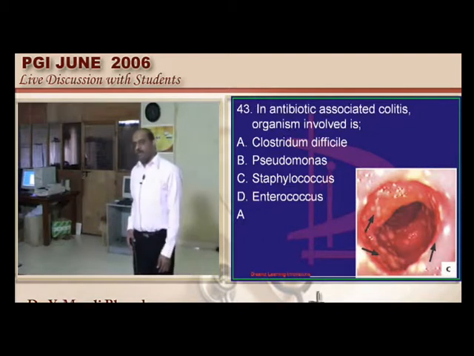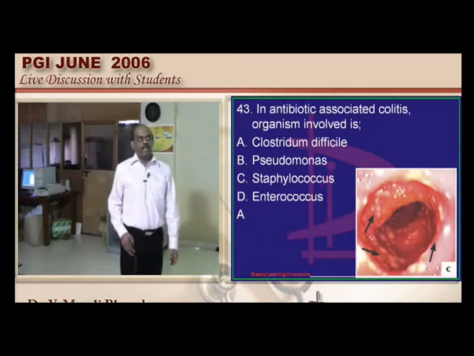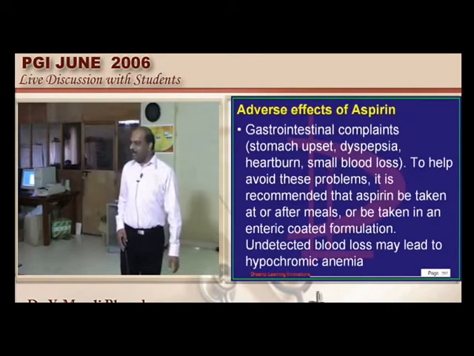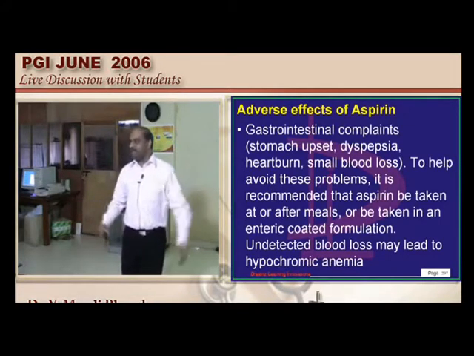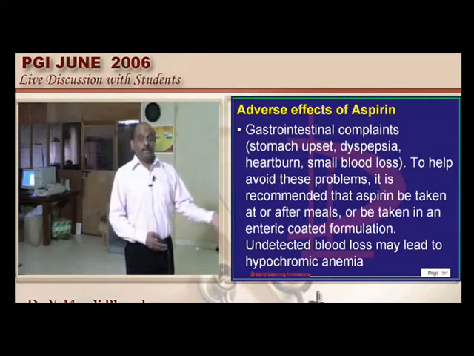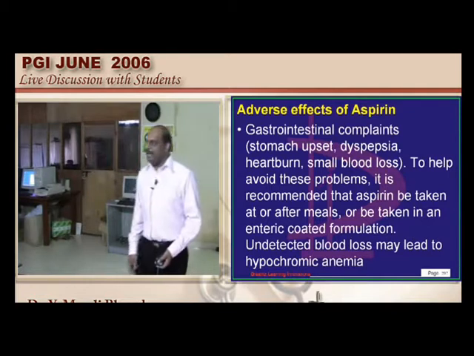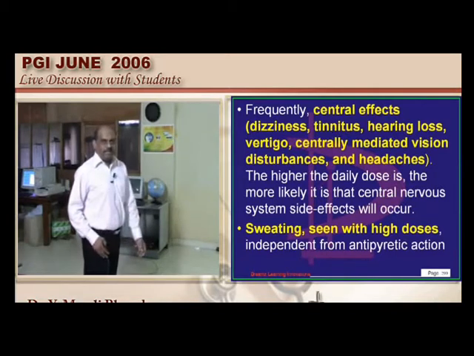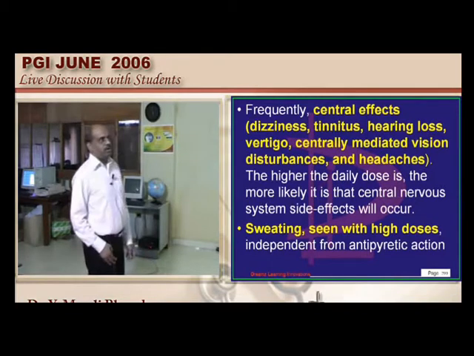Antibiotic colitis, all of you know very well, is caused by Clostridium difficile. Now let us talk everything about aspirin. Is aspirin a wonder drug? Definitely. In obstetrics we use it to prevent pregnancy-induced hypertension. Aspirin is also used for MI. Everywhere aspirin nowadays. Without aspirin, can we live after 50? Difficult. So now the problem with the aspirin is there can be central effects like giddiness, tinnitus, vertigo, headaches, etc.